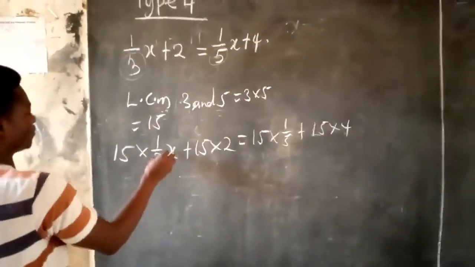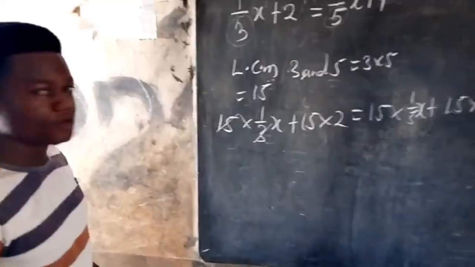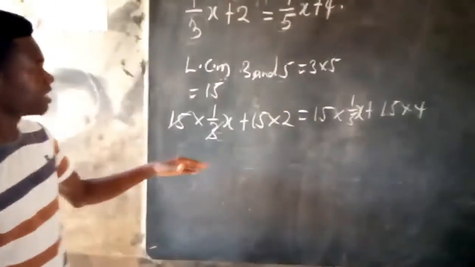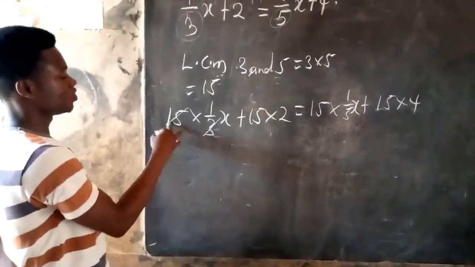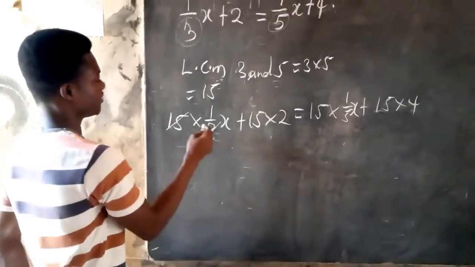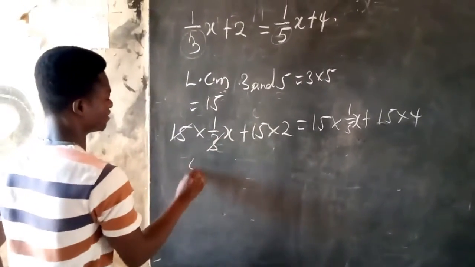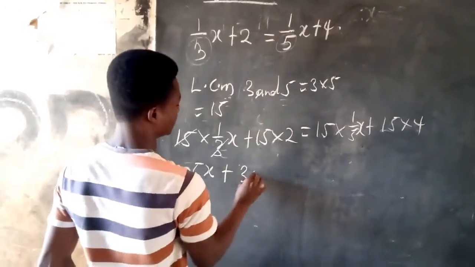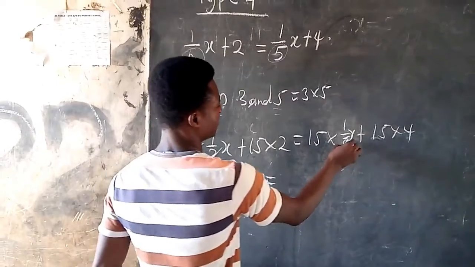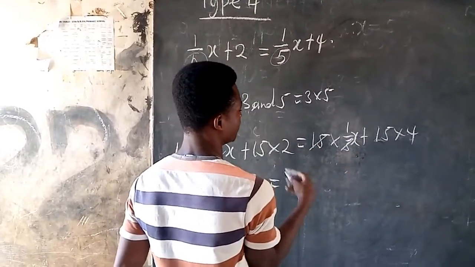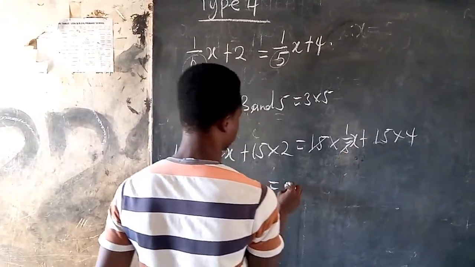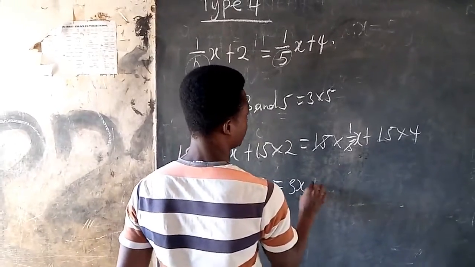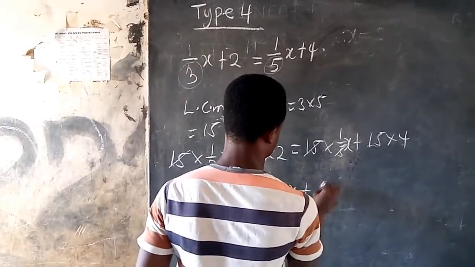Okay, so 3 goes into 15 how many times? 3 goes into 15 5 times. So 5 times x will give us 5x, plus 15 times 2 gives us 30, is equal to, here 5 will go into 15 3 times, so 3x, plus 15 times 4 is 60.